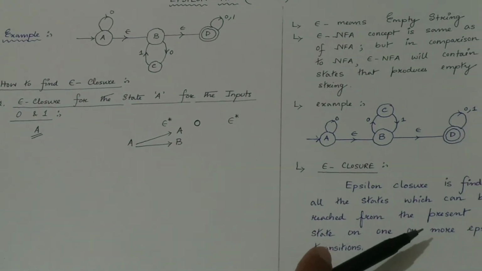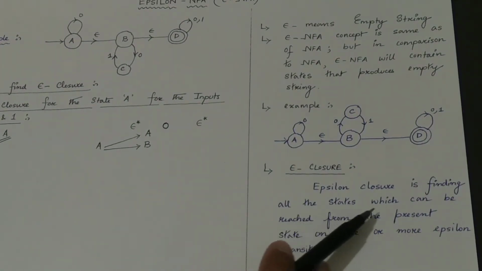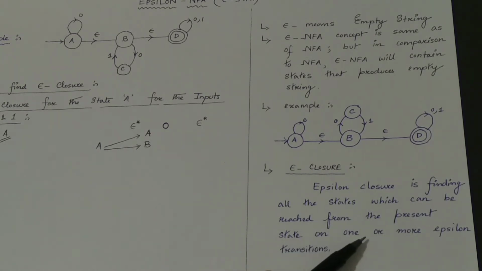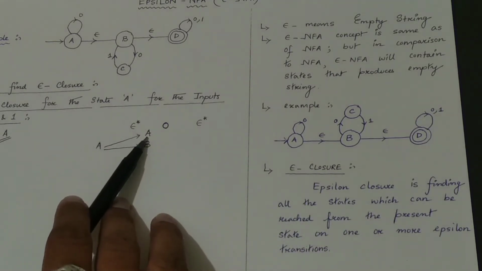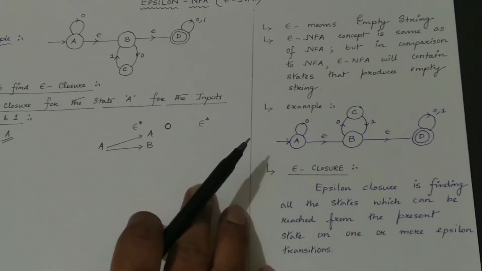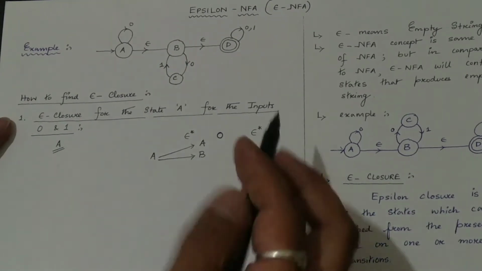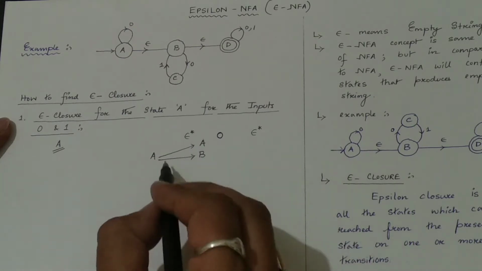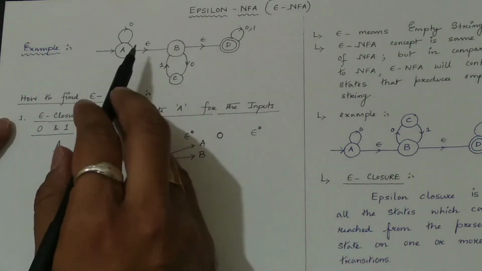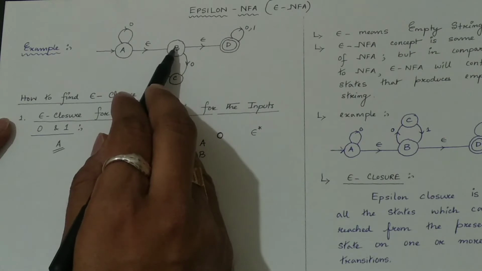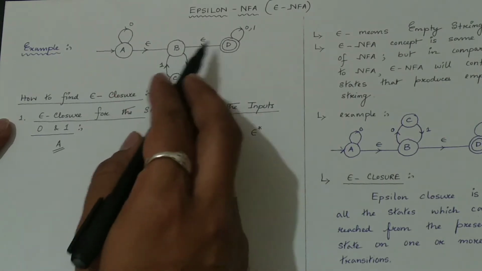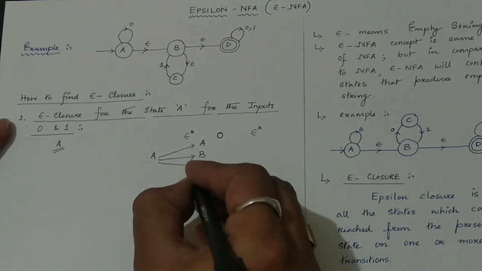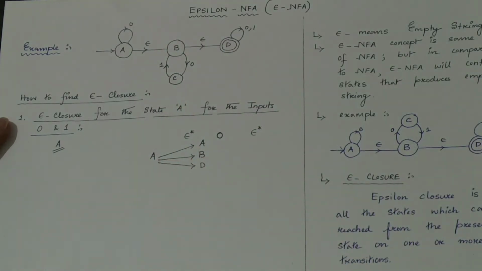See here, the most important line is that we find all the states which can be reached from the present state on one or more epsilon transitions. Very important thing, all the states. That's why I am using A. A on seeing epsilon goes to itself, A on seeing epsilon goes to B, and it also goes to D through B. So I have to also include D over here. This is how I have to find it out.